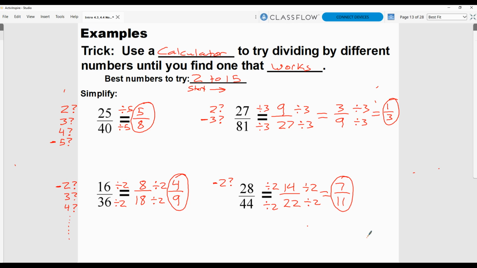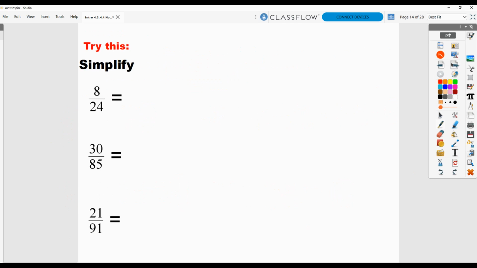Okay, so there's the process that I found is the easiest to go about simplifying fractions. You can definitely go through it a different way if you've got a different method that works. This is just the one that I use that I found seems to be the simplest. All right, I'm going to have you guys try a few, see how you do, and then we'll take a look at your answers here in just a couple minutes.